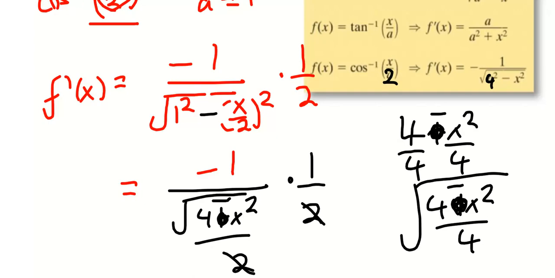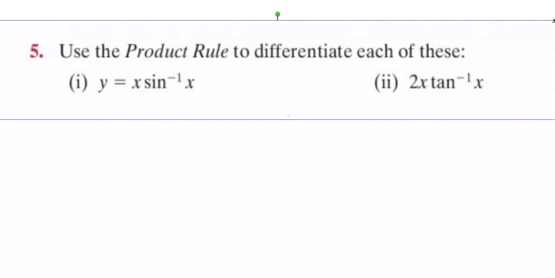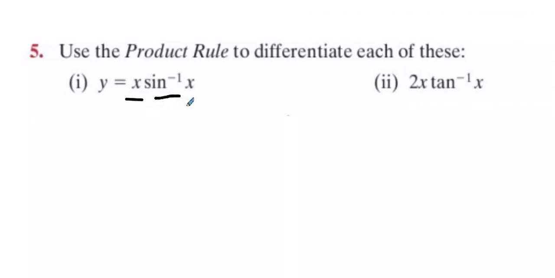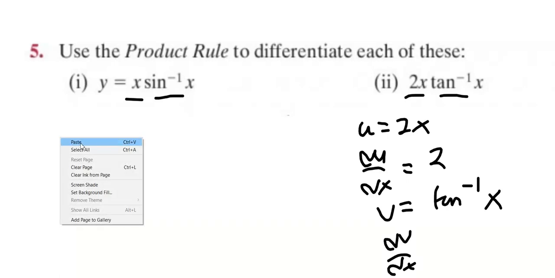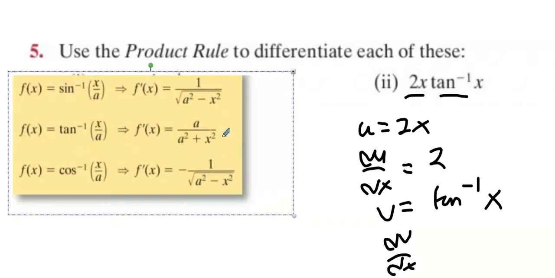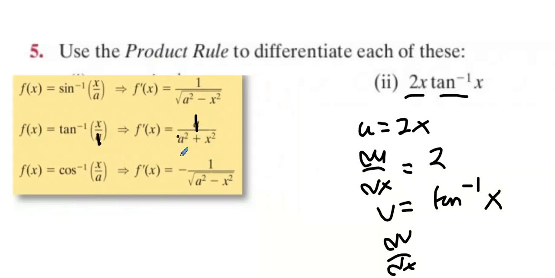All right. Okay, finally. You're going to be asked to do product and sum rules using these. You get what I'm saying? So you're going to be asked to use like u is 2x. What's the du dx then? 2. V is what? Tan inverse x. And what's the dv dx using your tables? Is it not a is 1? So it's 1 over 1 squared plus x squared, which is simply 1 over 1 plus x squared. You go with that.